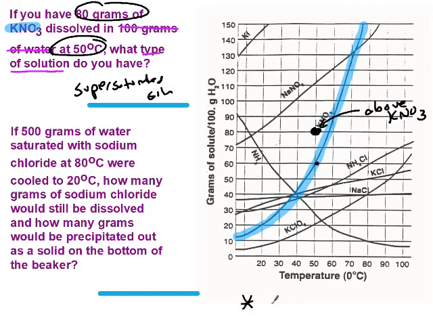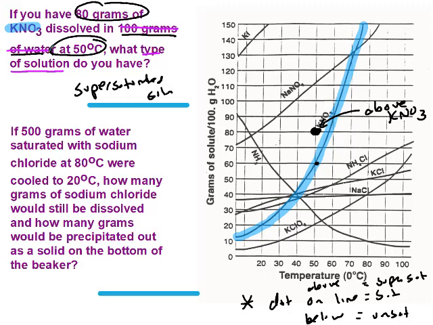So you may want to make note when the dot is on the line, it's going to be saturated. If it's below the line, it's going to be unsaturated. And if it's above the line, it's supersaturated. And again, we're talking about the dot. They're going to give you an amount and a temperature. You put a dot at that temperature and amount and relate it to the line. That's if it's at 100 grams. If it wasn't 100 grams, we'd have to think a little bit more on that.